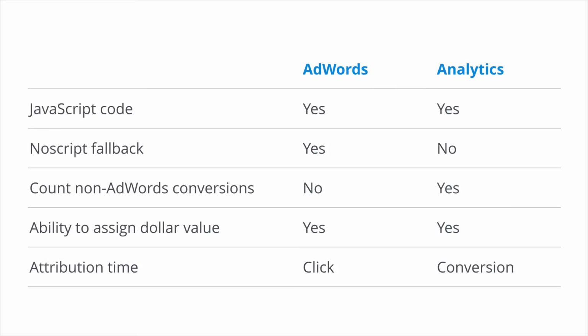Both of the options use JavaScript tracking code to collect conversion data, but the AdWords conversion tracking code does include a fallback if people do not have JavaScript enabled. AdWords conversion tracking only includes conversions that come from your ads, while Google Analytics, if you jump into your Google Analytics reports, will include all of your different marketing channels that are converting. Both options allow you to assign a dollar value to the conversion actions, and AdWords attributes the conversion to the last ad click, while Analytics attributes them to when the actual conversion occurred in terms of an attribution timeframe.